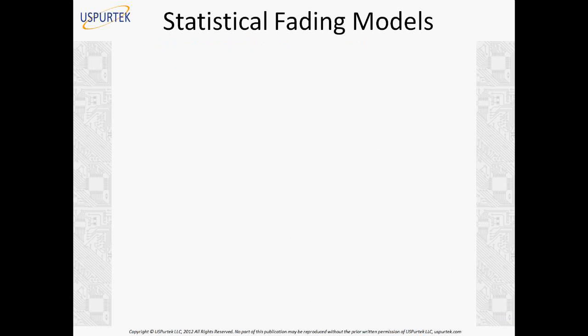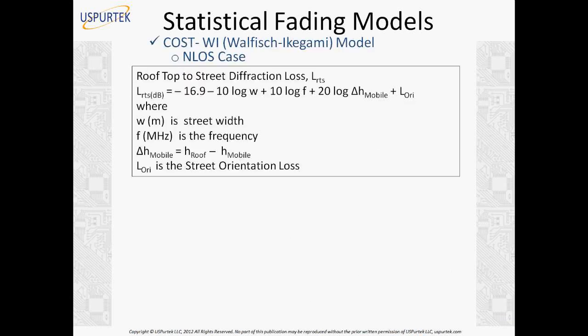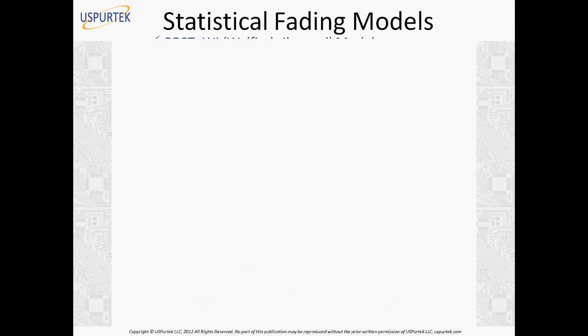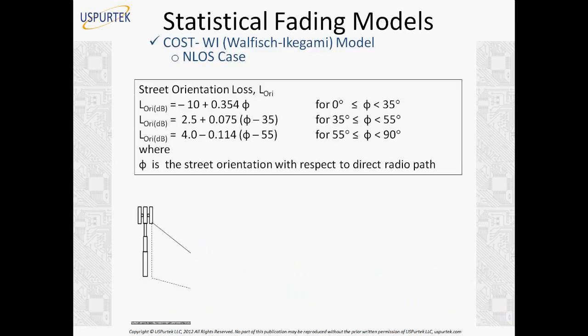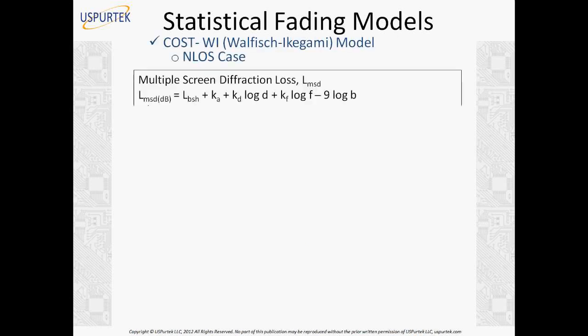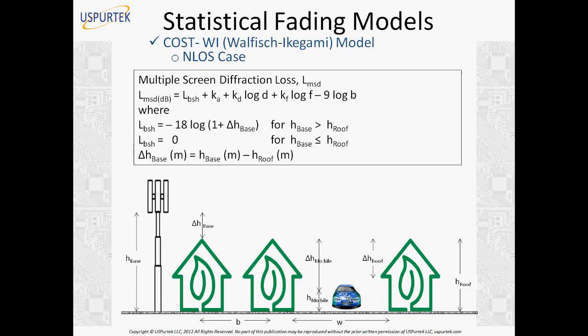This is the equation here, and you have the rooftop to street diffraction loss also defined here, LRTS, where you enter the street width and the frequency or the orientation loss. Orientation loss is further defined in another equation. Here even the equation changes for the range of the street orientation angle: for 0 to 35 degrees, 35 to 55 degrees, or 55 to 90 degrees.